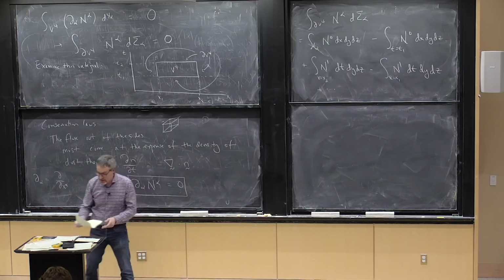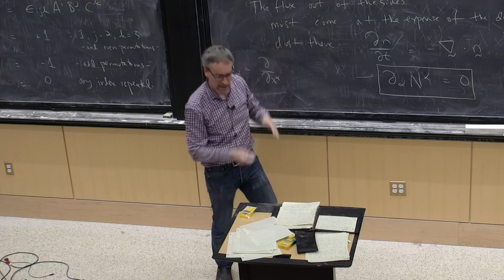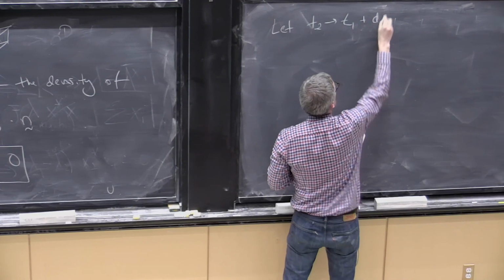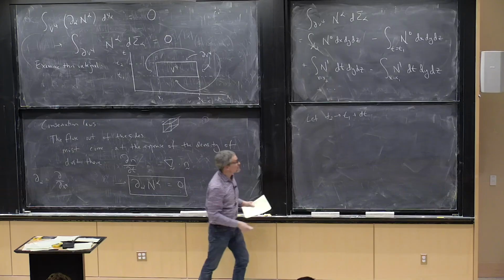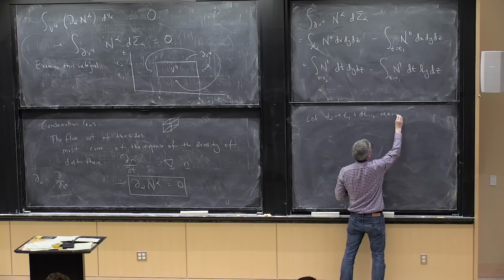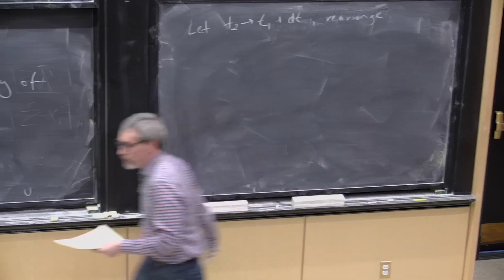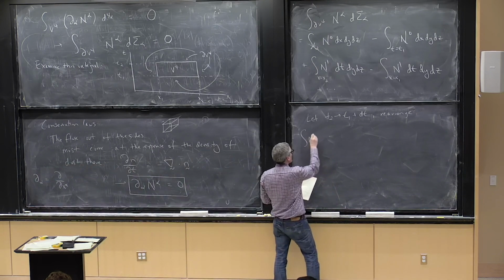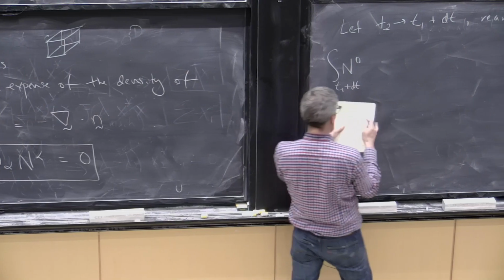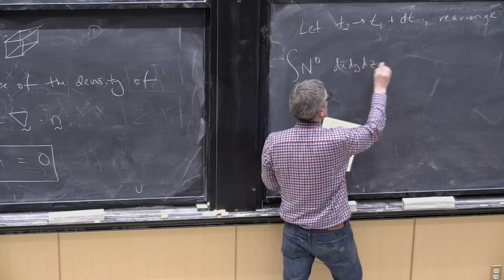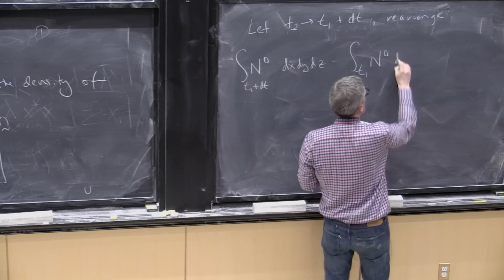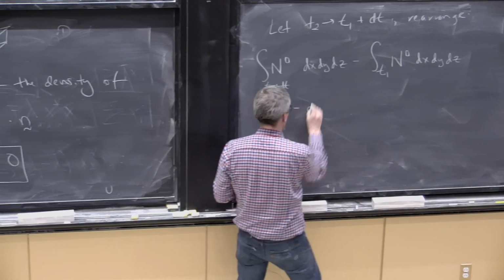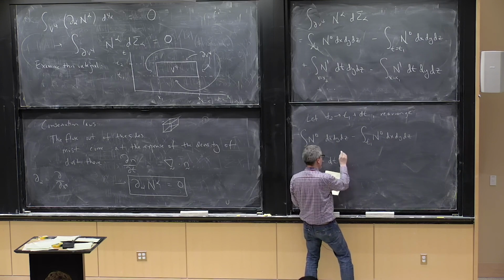Okay, what I'm going to do now is imagine that this box gets very small in the time-like direction. So let t2 go to t1 plus dt. I'm going to do this and then rearrange things a little bit. I'm going to rearrange this integral so that this side is being evaluated at t1 plus t2.